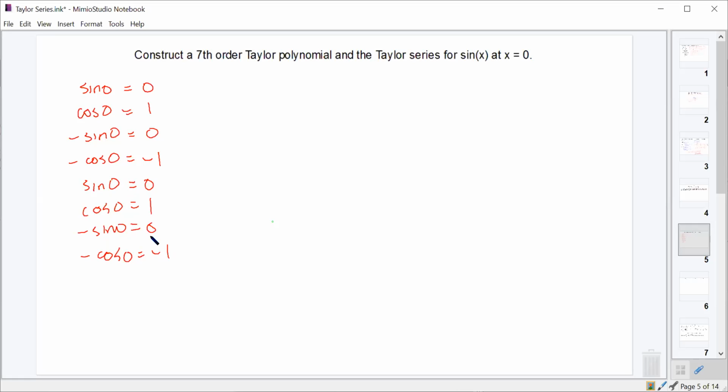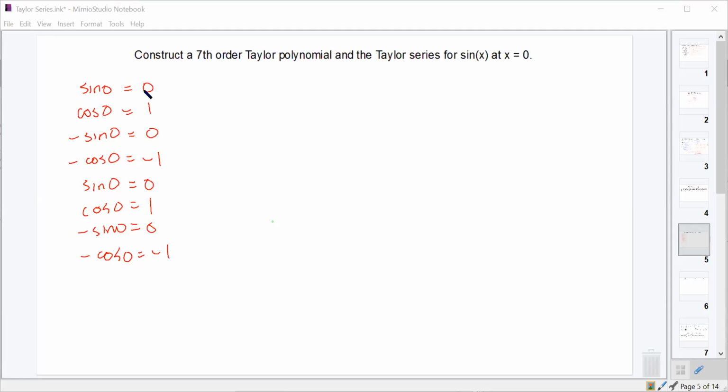Everyone's good there? Okay. So what's the first term, the constant term, in our 7th order Taylor polynomial, or 7th degree Taylor polynomial? It should be the value of the function. No, it is 7th order. So the first one gives us a constant, Adrian. So it's not 8th order, it's 7th order.